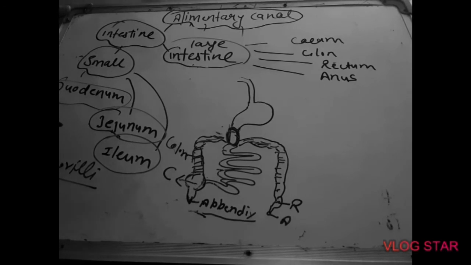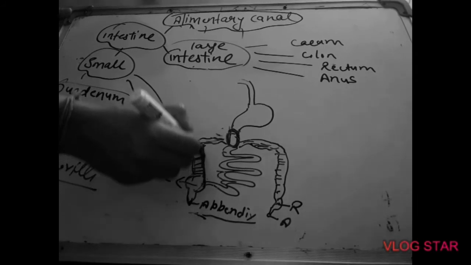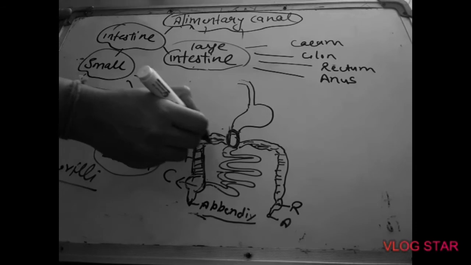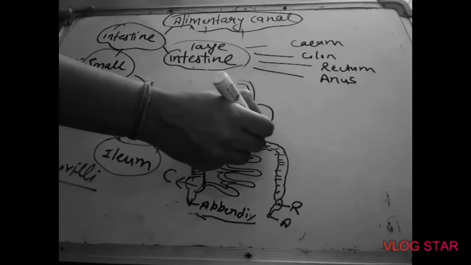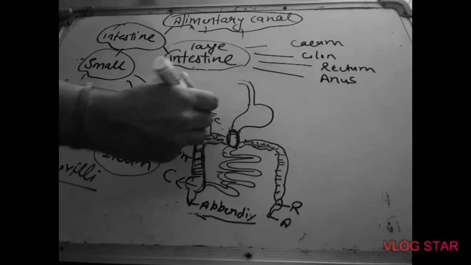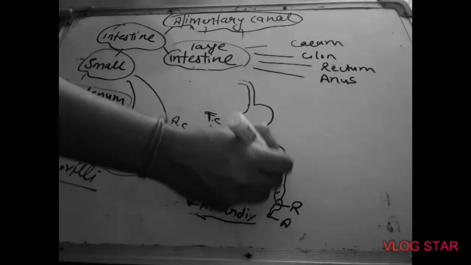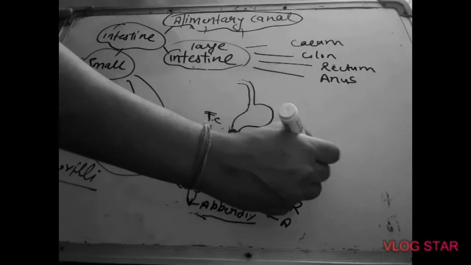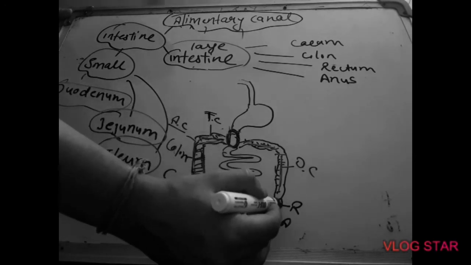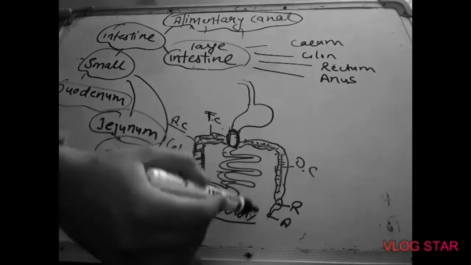Now the colon has been divided into three parts. The one which is going upward is called the ascending colon, as it is going up, ascending. And then this is the transverse colon, T colon. This one is AC, that is ascending colon. And the one which is coming down is DC, that is descending colon. Then comes R, which stands for rectum. And then the last and lowermost is the anus.